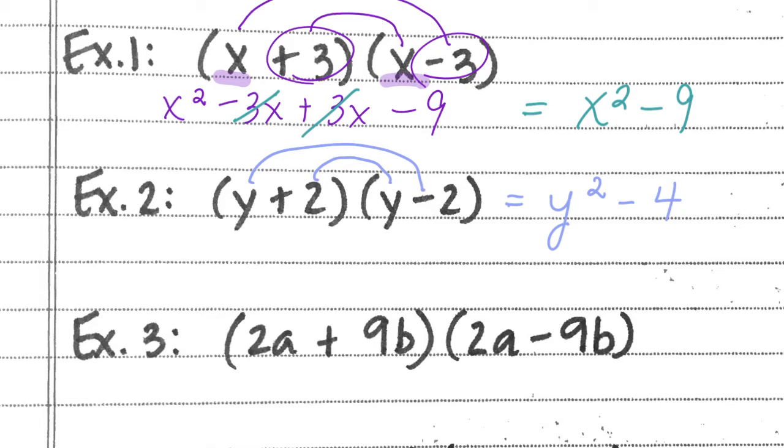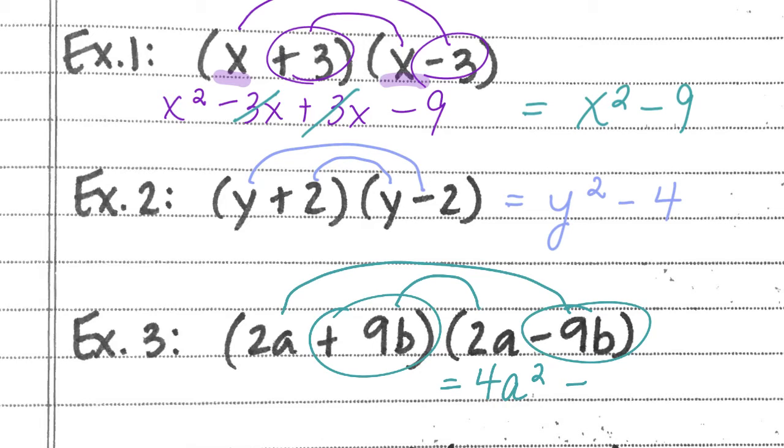2a plus 9b times 2a minus 9b. 2a times 2a is 4a squared. The outers is negative 18ab. The inners is positive 18ab. Those will cancel out. And my last terms are negative 81, 9 times 9 is 81, b squared.